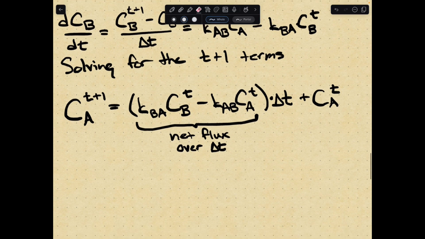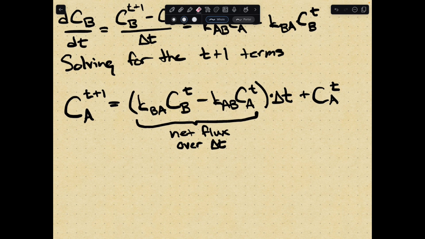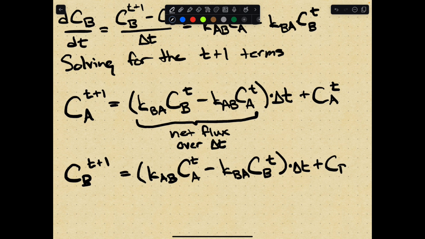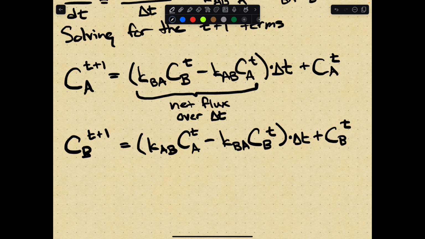And similarly for CB at time t plus 1, this just equals KAB times CA minus KBA times CB, both at time t, times delta t plus CB at time t.